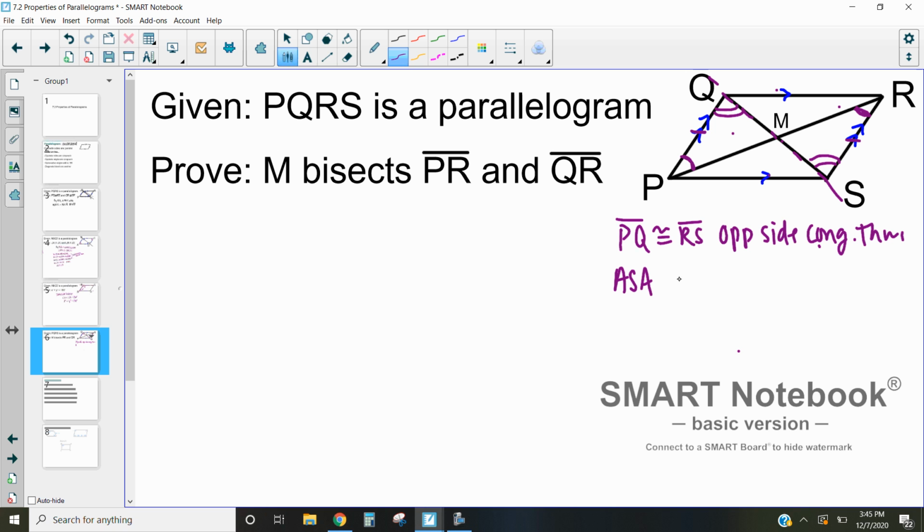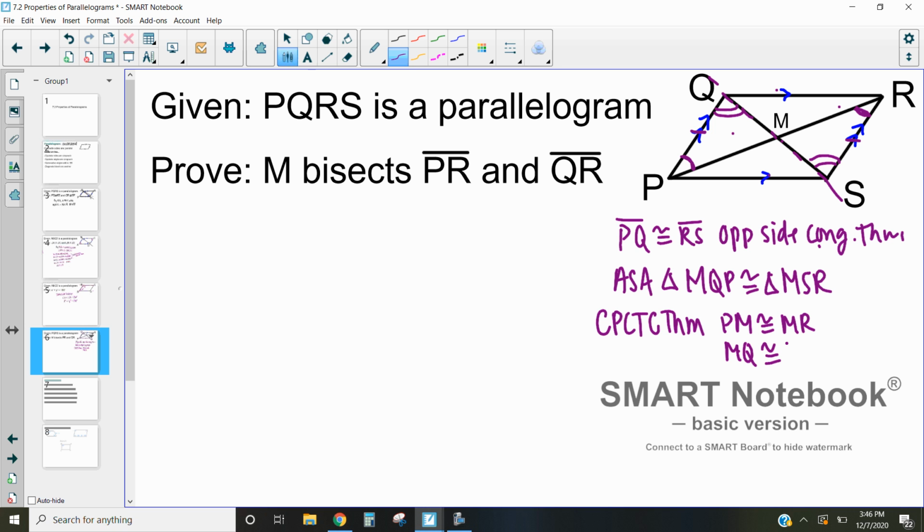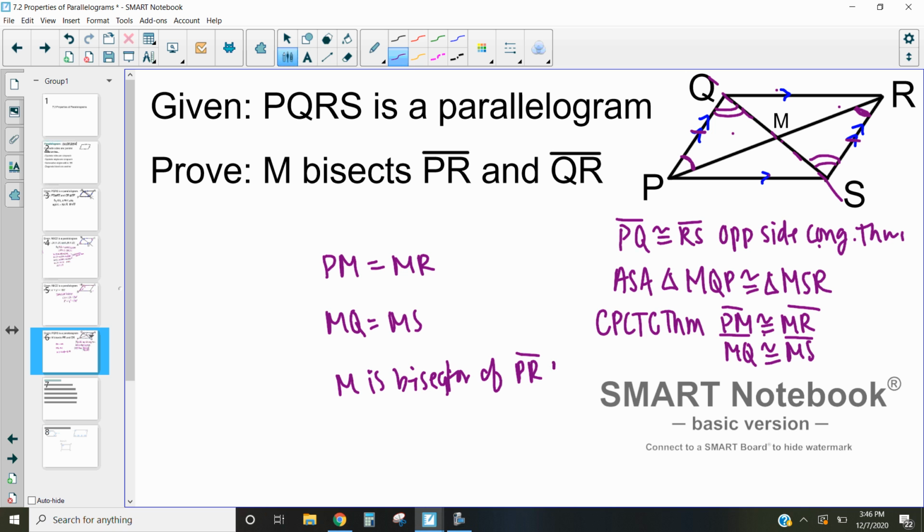And so then again, by angle side angle, we can prove that triangle MQP is congruent to triangle MSR. And because those are congruent, by corresponding parts of congruent triangles being congruent, we know that PM is congruent to MR, and we know that MQ is congruent to MS. And because they're congruent, that means that they're the same length. So PM equals MR, and MQ equals MS, meaning that M is the bisector of PR and QS based on the definition of a bisector.